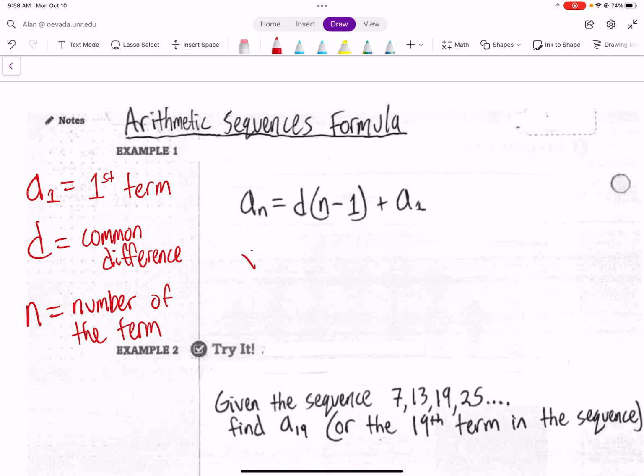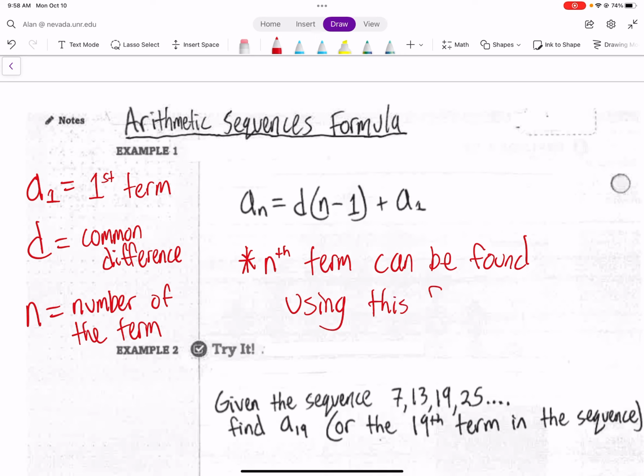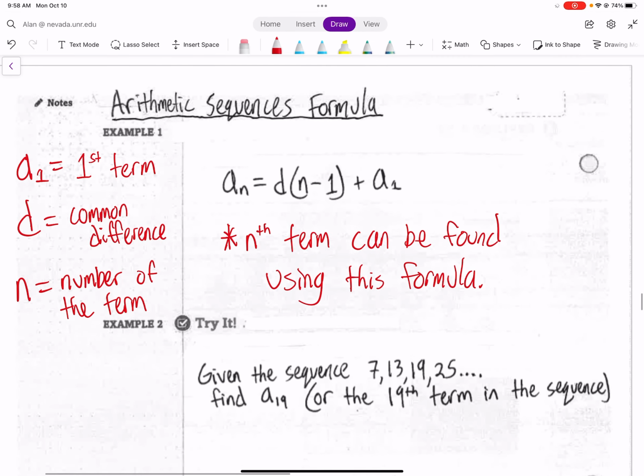So let's make a little note here, put a star. The nth term can be found by using this formula. So let's say we want to find the 27th term in a sequence. We can use this formula to get there quickly instead of writing out the entire sequence, 27 terms. We use this formula to get to the 27th term very fast.